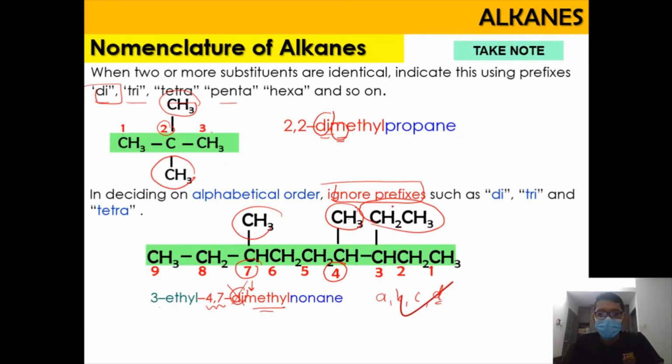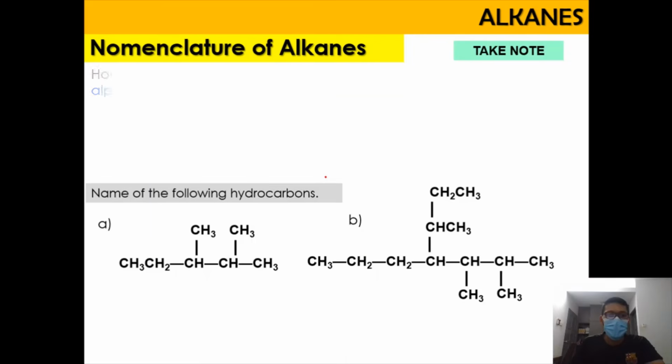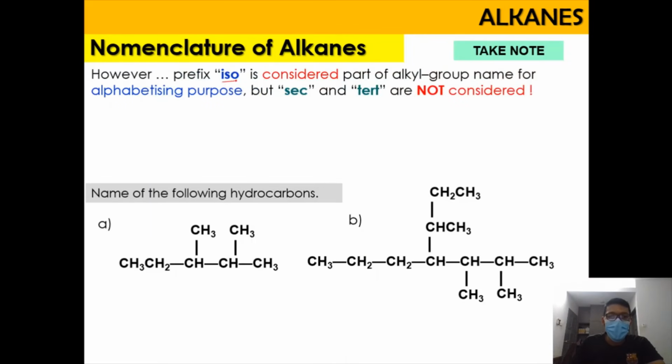Nice one. Okay, not 47 dimethyl. Okay, because you remember the D, right, and we need to ignore the prefixes. So this one is wrong. However, the prefix iso is considered part of the alkyl group name for alphabetizing purposes. However, not sec and tert.